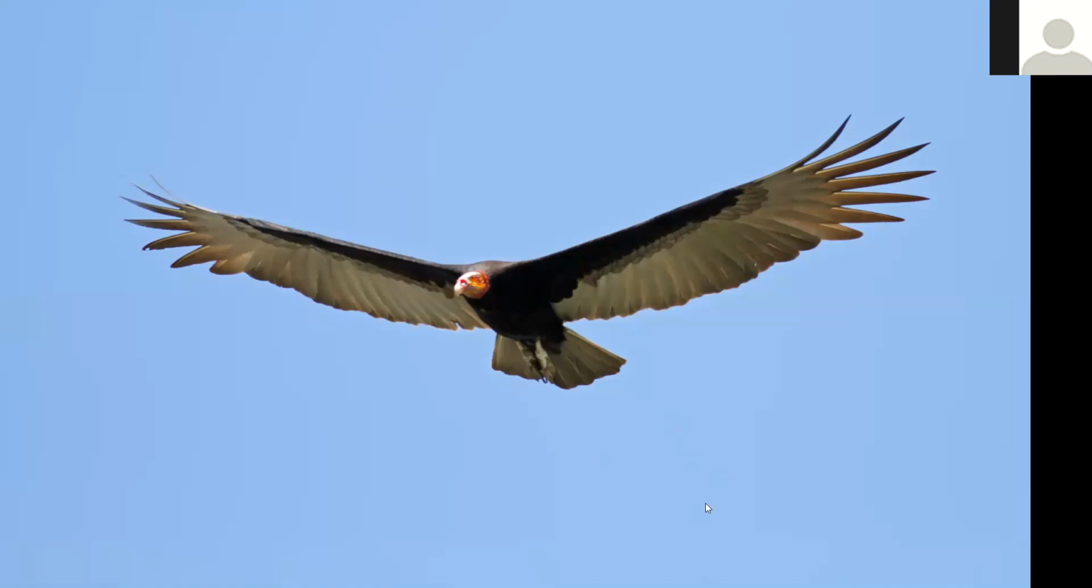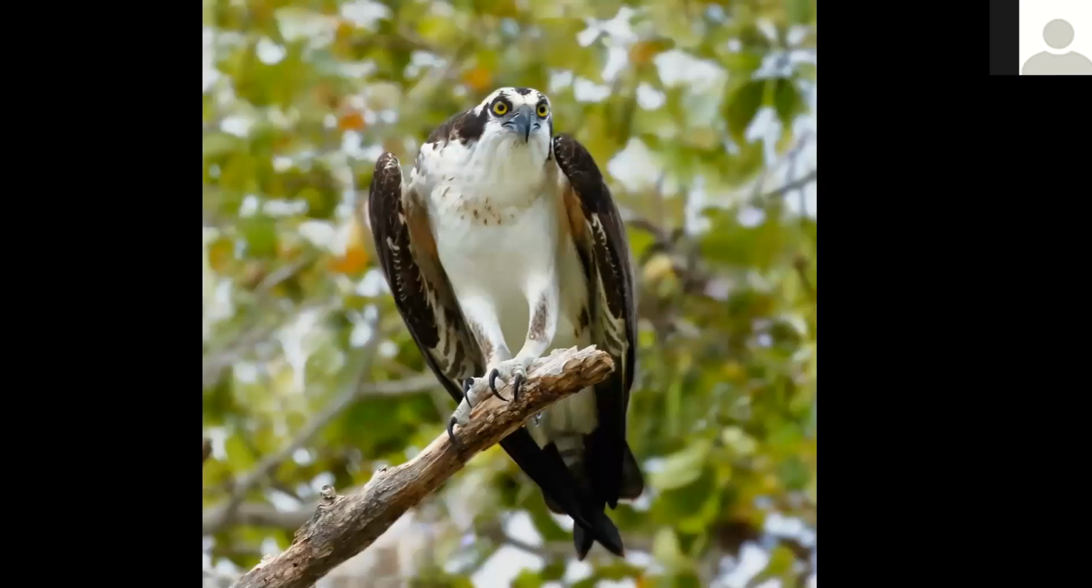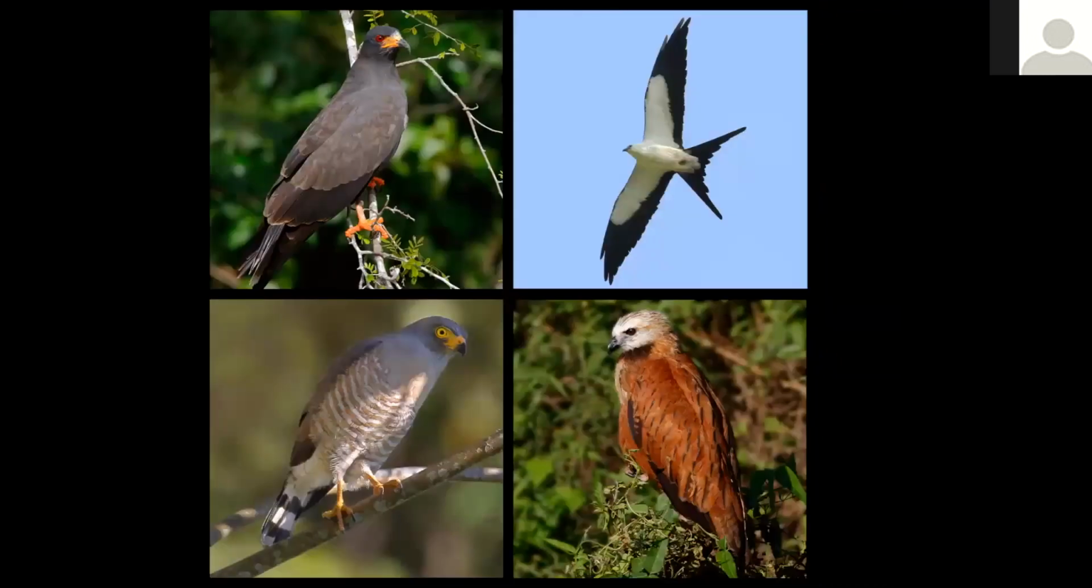But if you see it up close, which I was lucky enough to do in Mexico, you can just see the rainbow of colors on its bare skin. And none of the field guides does justice to this bird. But this is a lesser yellow-headed vulture. Osprey is in a family by itself. This is from Belize. Then you get the hawks and the eagles.